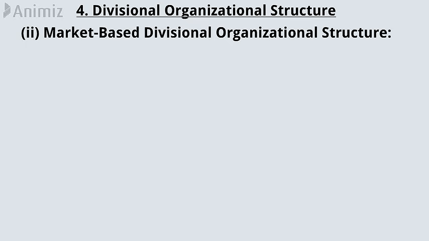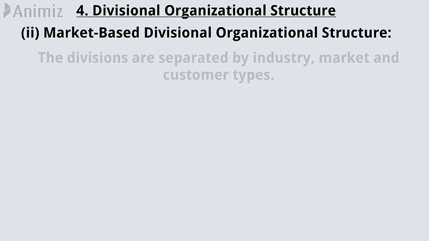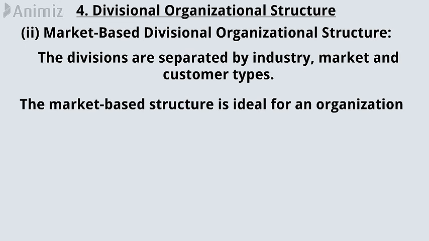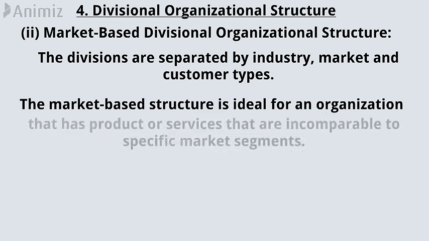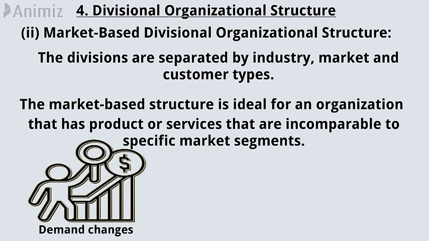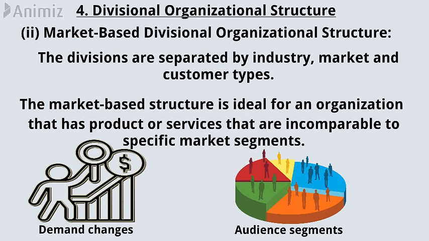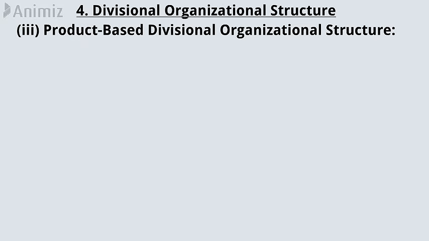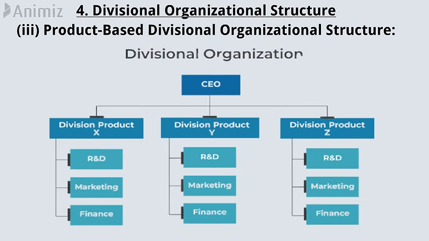Market-based divisional organizational structure. The divisions are separated by industry, market and customer types. The market-based structure is ideal for an organization that has products or services that are incomparable across specific market segments. This structure also keeps the business constantly conscious of demand changes among its different audience segments. Product-based divisional organizational structure. In a product-based divisional organizational structure, each division within the organization is dedicated to a particular product.